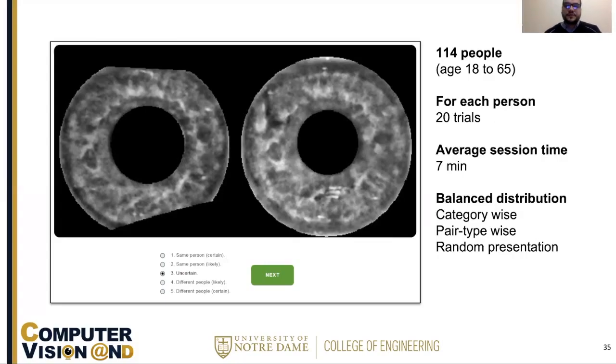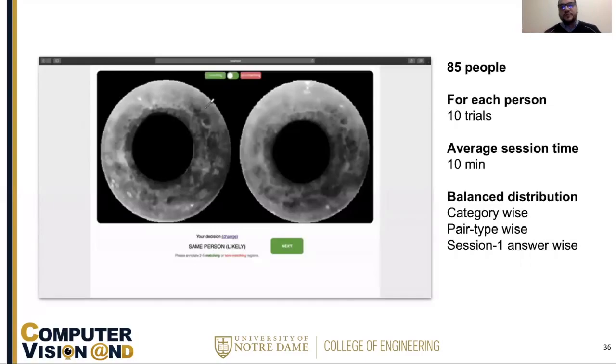It was really interesting. And then for session 2, we had only 85 people that could stay. For this part of the experiment, we had only 10 trials. So we selected the 10 trials from the 20 before that people provided answers. And in these, on average, they spent 10 minutes. And what we tried to have here, again, was a balanced set, and also a balanced set in terms of hit and miss based on their answer in session 1.